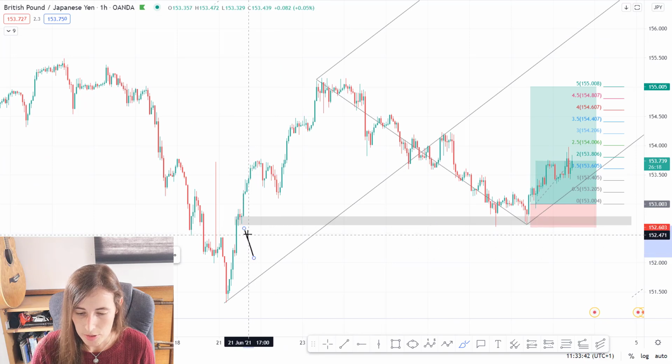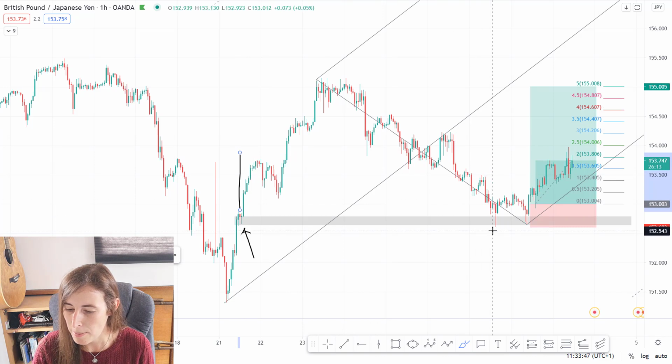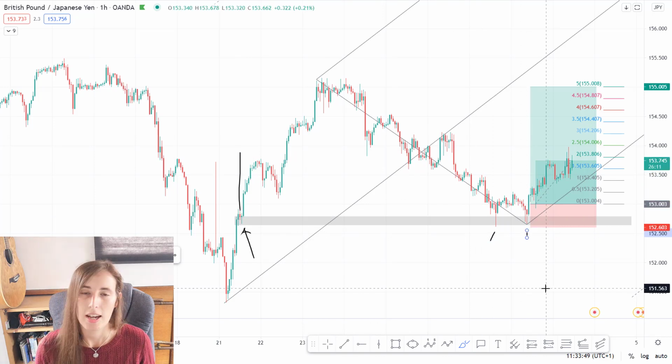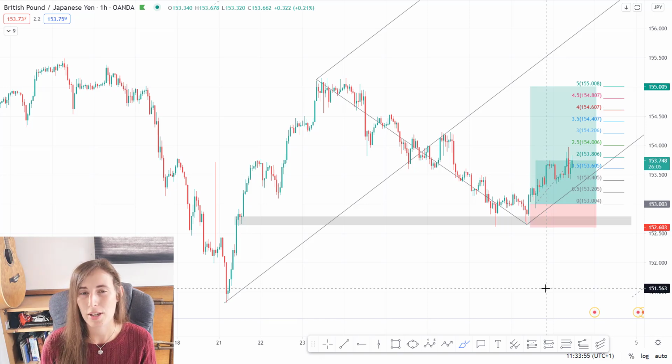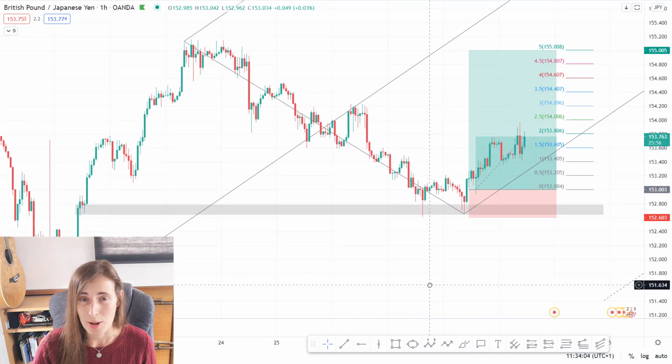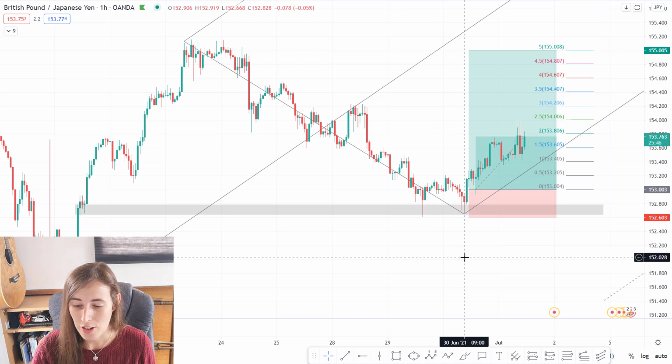We'd created this little support area here that we had got quite a lot of volume from, and once price came back and hit it twice here and was respecting that level, I thought that that would look like it was making a potential support there to be able to continue going up to the upside. And this is on the hourly time frame. And I got into this trade on the 30th of June.